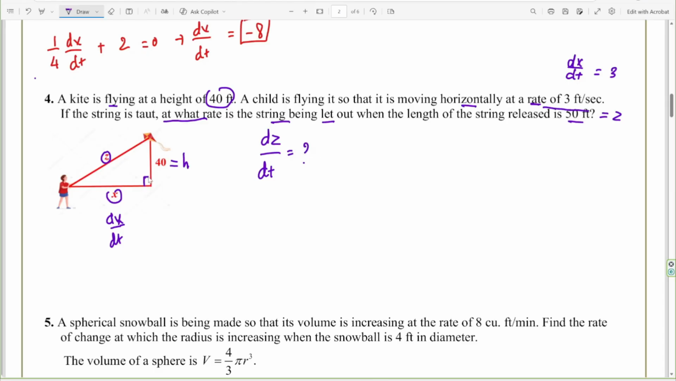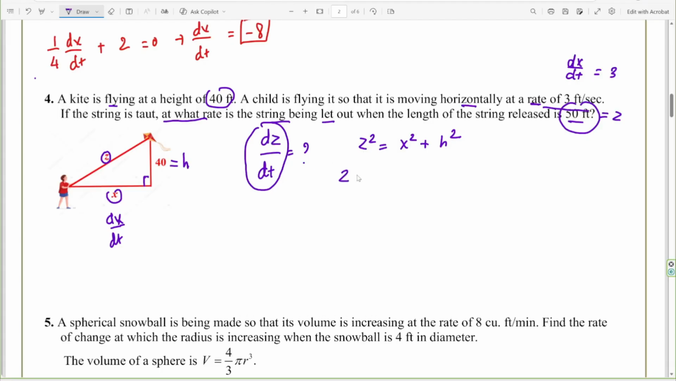Now look at this one. This is a right triangle. We're going to use the Pythagorean theorem, right? So we have z squared equals x squared plus h squared, right? Now we're going to take the derivative of both sides with respect to t. The question asks you what is dz/dt, right? Now look, z equals 50 fits right here. You're not going to substitute 50 directly over here, because if you substitute 50, when you take the derivative, it's going to be 0, right? But we need dz/dt, so we just leave this one as a variable.